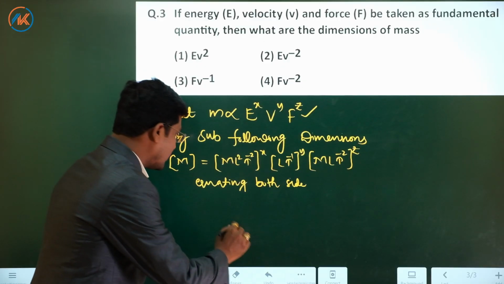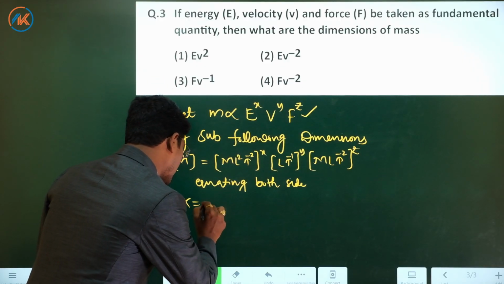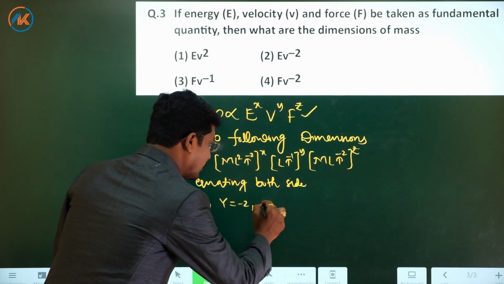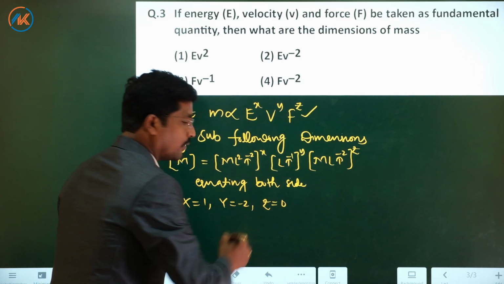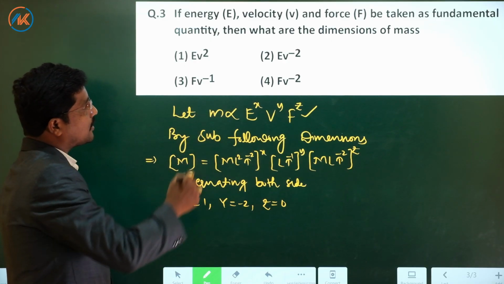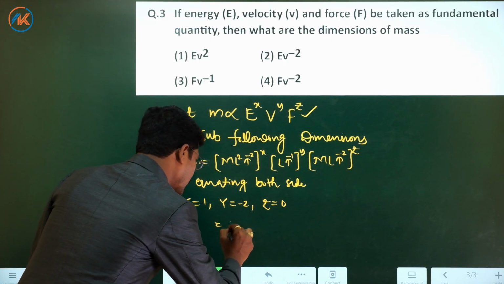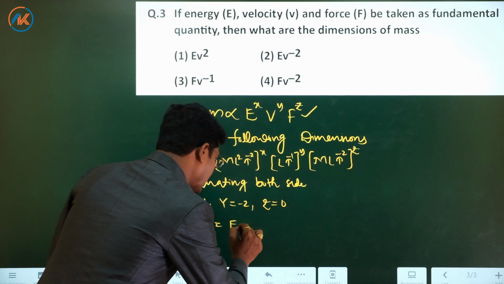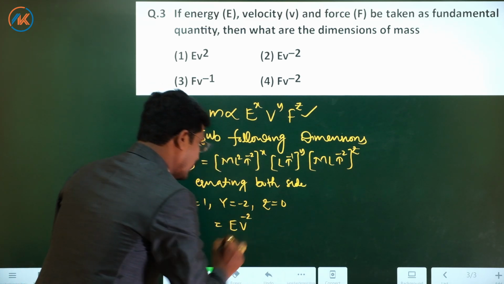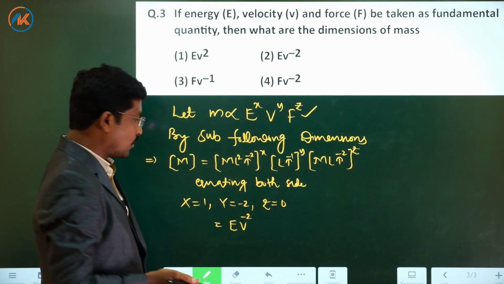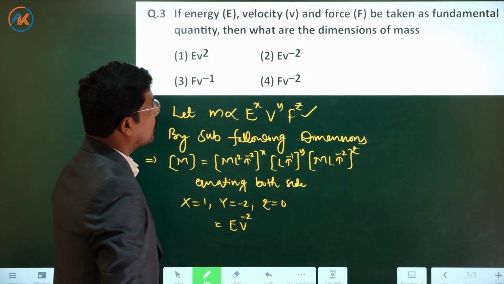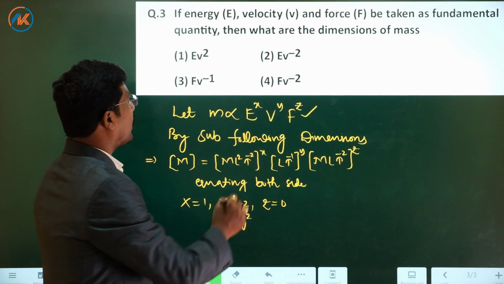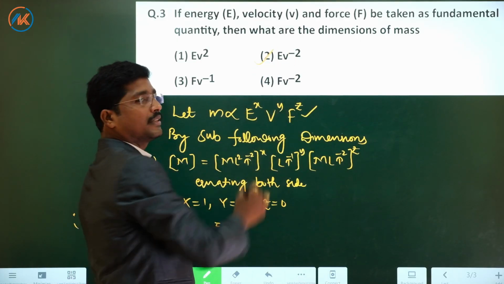we will get the value of x is 1, the value of y is minus 2 and the value of z is 0. From this, the dimensions of the mass you will get: E power x means x equal to 1, and v power minus 2, and F power 0, no need to use. So finally, the dimensions of the mass is E v power minus 2. The second option is correct.